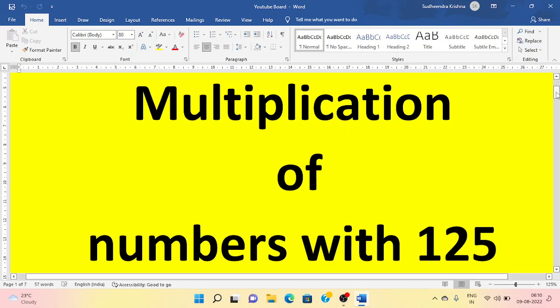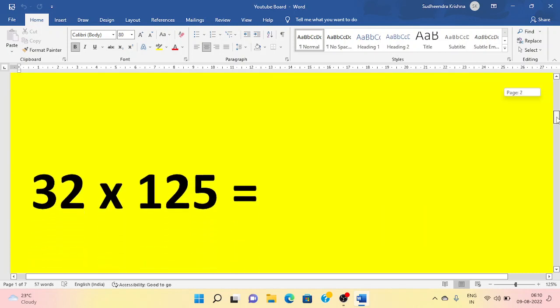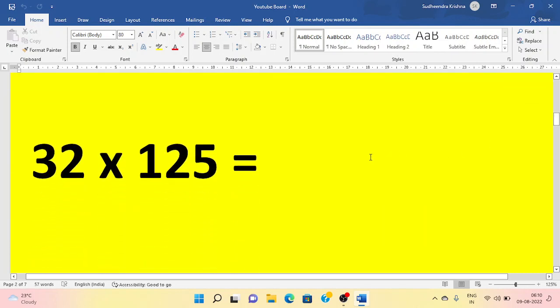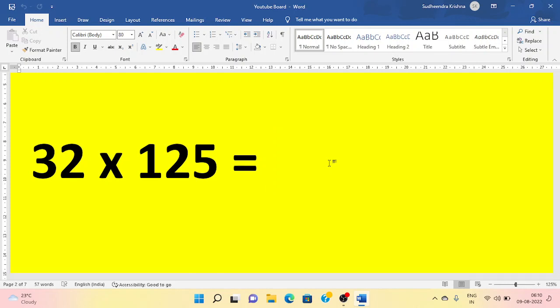So let us take one example. On the screen you can see you have 32 into 125. So I want to multiply 32 with 125. What you do is you divide 32 by 8. 32 is exactly divisible by 8. 8 fours are 32. So when you divide 32 by 8, you will get quotient as 4 and the remainder as 0. Whenever after dividing the number by 8 you get 0 as the remainder, you put 3 zeros in the answer. So this is the required answer. 32 into 125 is equal to 4000.